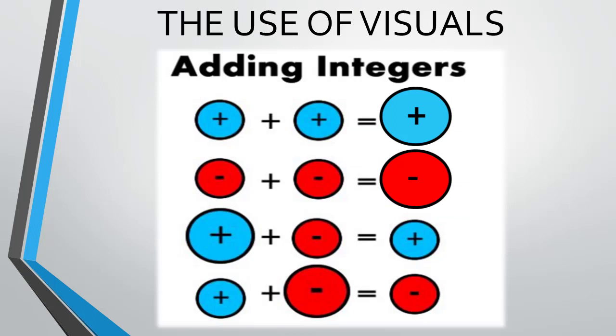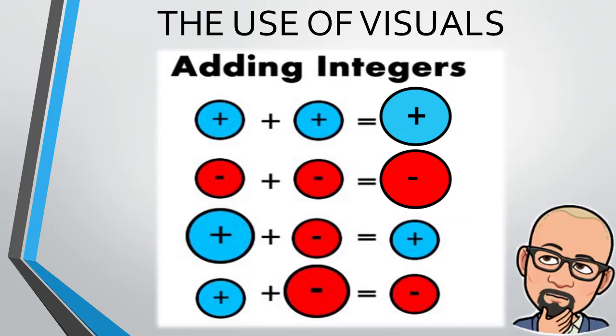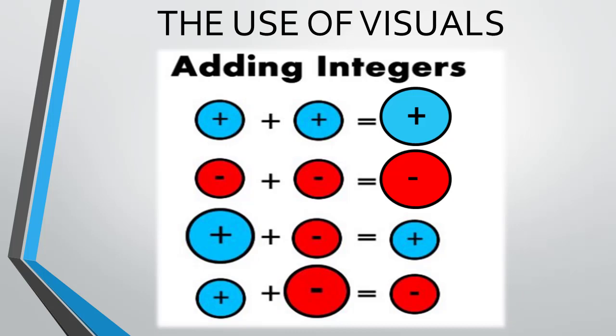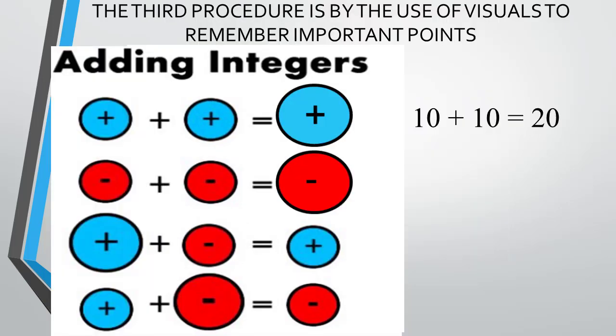Our third way is by the use of visuals to remember important points. Let's have these circles of positive and negative numbers. Please take note that bigger circles represent bigger quantities or absolute value. The first set of circles represents adding two positive integers with the same quantity and absolute value. An example of our first set of circles is positive 10 plus positive 10 equals positive 20.